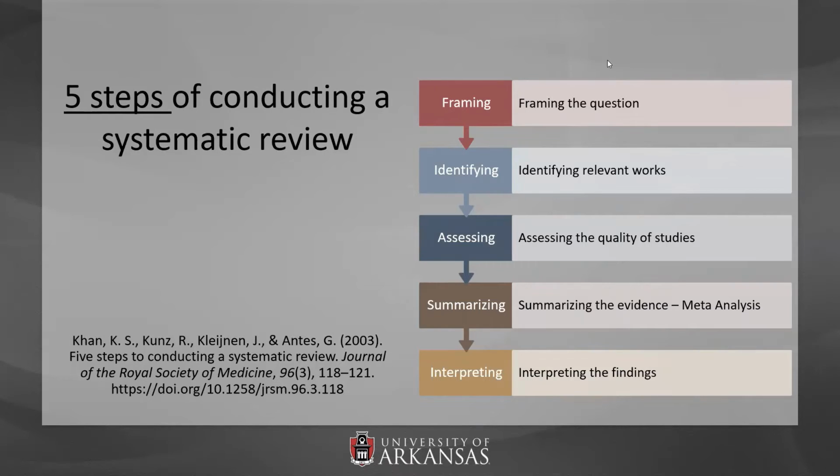The first step of literature review is framing the question. The second step is identifying relevant works, and then assessing the quality of studies, and then summarizing the evidence or conducting a meta-analysis. The last step is interpreting the findings. So we're going to look at these 5 steps in detail in coming slides.